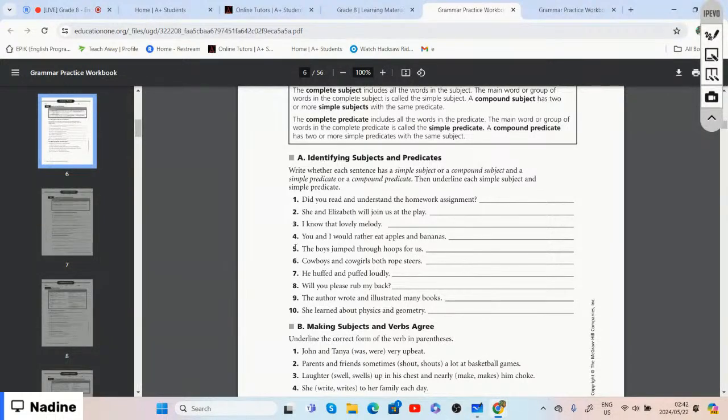All right. The next one says, the boys jumped through hoops for us. Boys refer to more than one boy. The boys jumped through hoops for us. Is it a simple subject or compound subject? Or is it a simple predicate or compound predicate? The boys jumped through hoops for us.